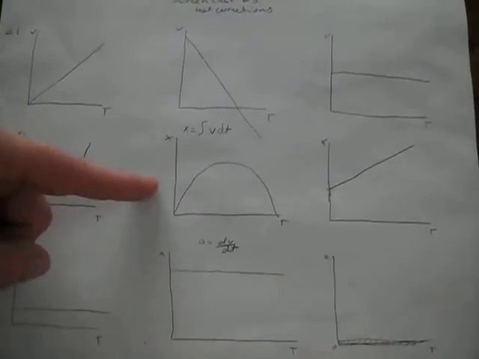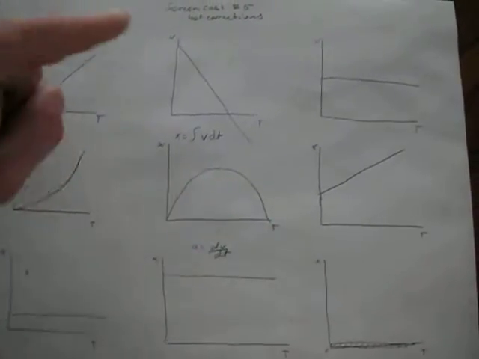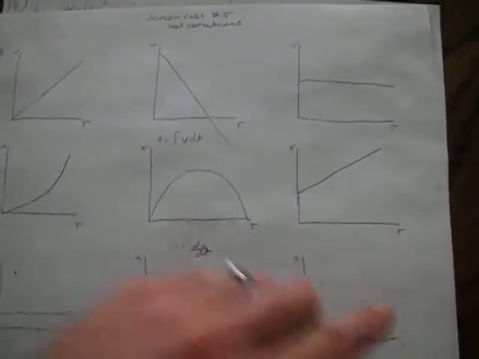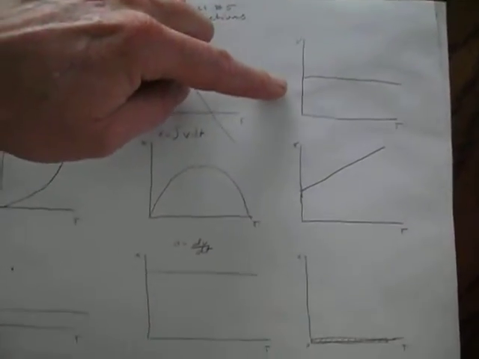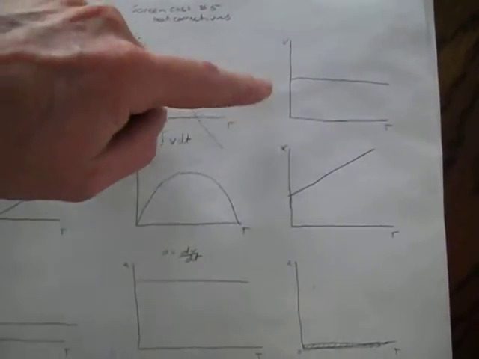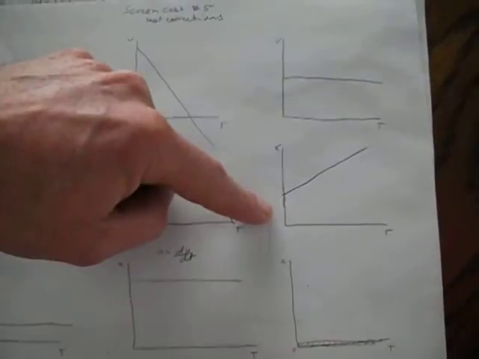Such as this one right here. We've got a parabola facing down because we have a negative line. The velocity of a constant, or I should say the integral of a constant, is y equals x.